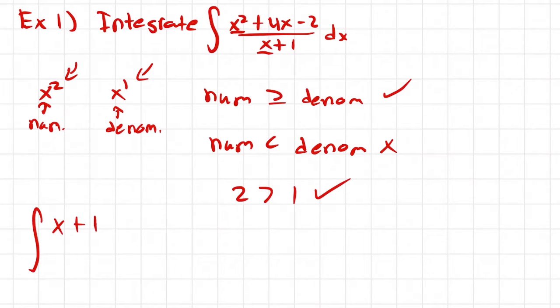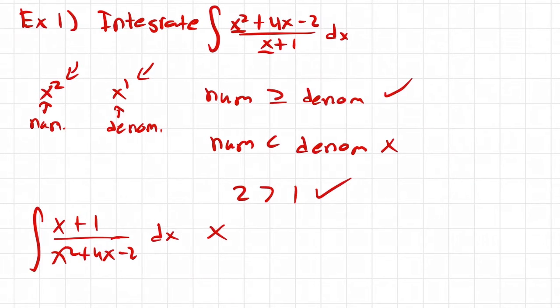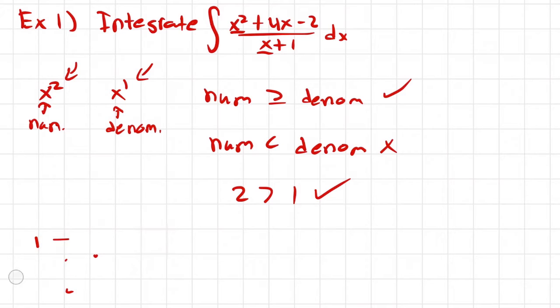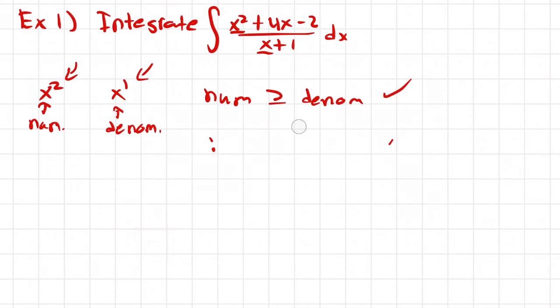If the integral was x plus 1 over x squared plus 4x minus 2 with respect to x, then we would not be able to do this, because the exponent in the numerator is 1 and the exponent in the denominator is 2. 1 is less than 2. The numerator is less than the denominator. Therefore, we can't apply it. So now that I've established this ground rule, let's get to actually integrating.